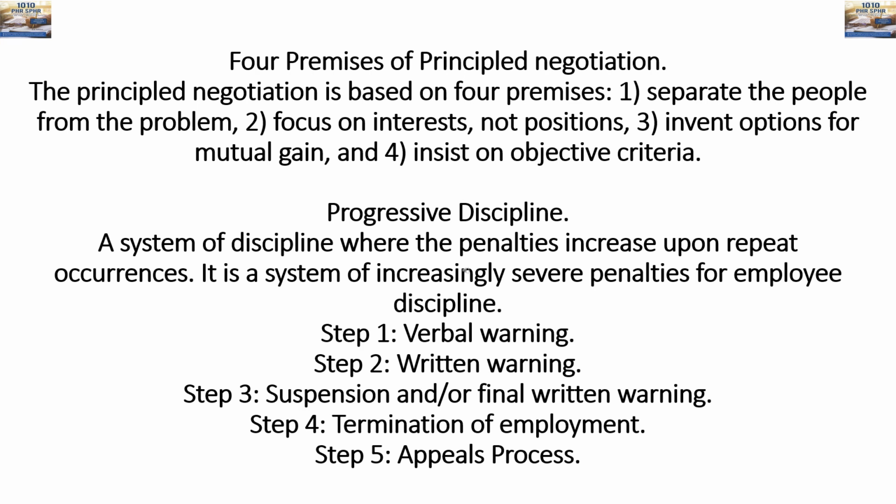Progressive discipline. A system of discipline, where the penalties increase upon repeat occurrences. It is a system of increasingly severe penalties for employee discipline. Step 1. Verbal warning. Step 2. Written warning. Step 3. Suspension, and/or final written warning. Step 4. Termination of employment. Step 5. Appeals process.